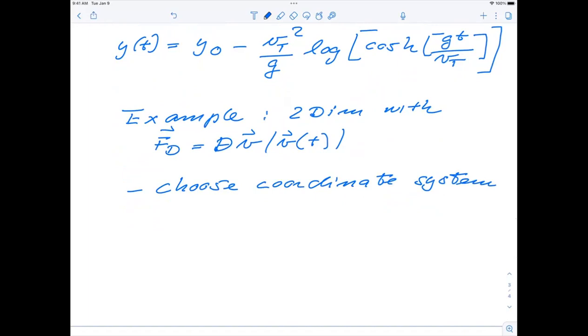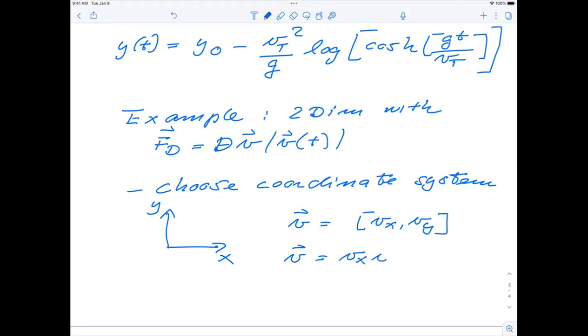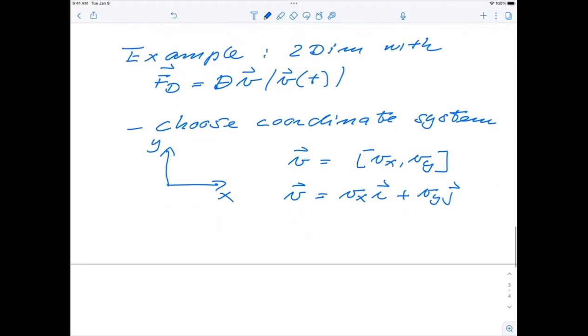And we choose now a coordinate system so that we have the positive y-axis pointing upwards. So this is y, and we have the x-axis here. Then velocity is now going to be given by a vector which has v of x and v of y. And we will typically write v equal to v of x times the unit vector in the x direction plus v of y times the unit vector in the y direction.